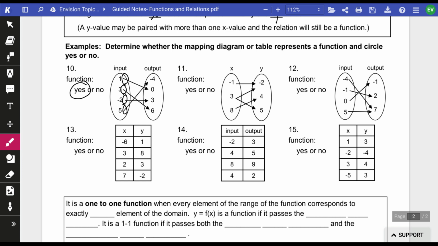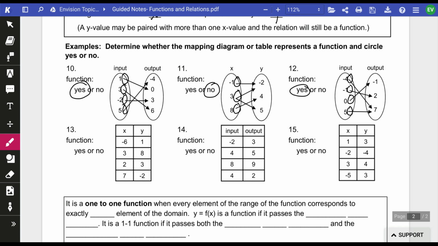In number 11, -1 has 1 arrow, but 3 has 2 arrows, and 8 has 1 arrow. So therefore, this one is not a function because of 3. Again, I'm not really looking at the y values, just looking at the x values. For number 12, -4 has 1 arrow, -1 has 1 arrow, 0 has 1 arrow, and 5 has 1 arrow. Therefore, yep, it's a function.